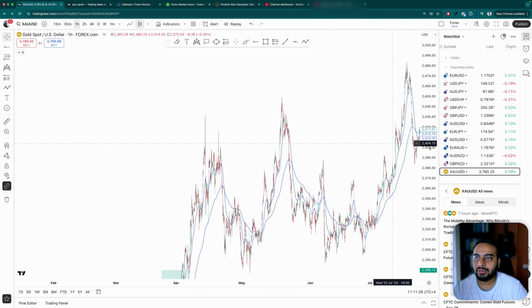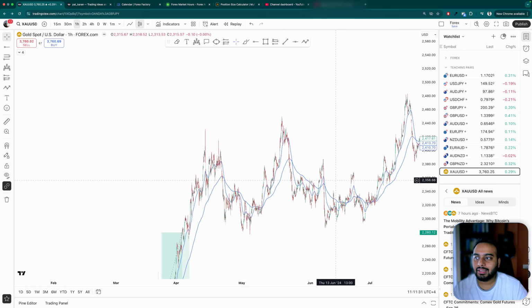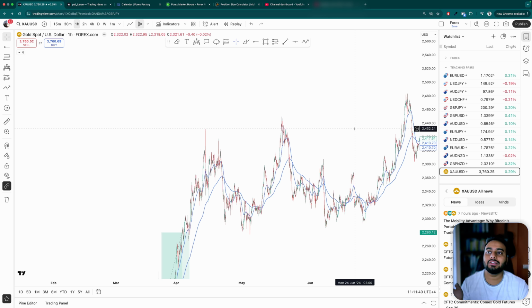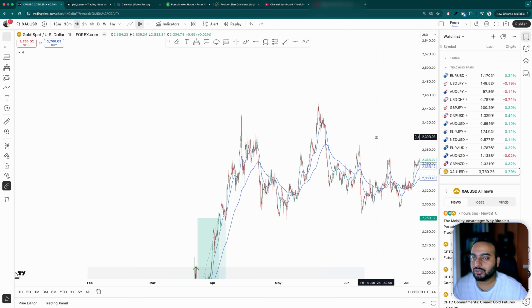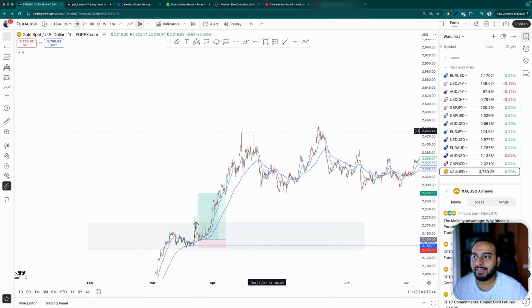You will see why, because a lot of times when there is a bigger psychological level coming up, price starts rejecting way early. That has happened a lot on gold. Whenever a big psychological round number is coming up, which is 2500, you will see rejection starting from 2400. This is 2400, and this is where we started seeing rejections. It's as simple as that, that you need to make sure your target is not around some psychological level.